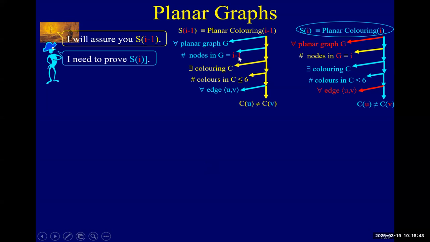Everybody get that? She assures us that I minus 1 node graphs are colorable. We prove that I node graphs are. And you see these two trees have different colorings, right? Why? Because one is being assured to us, and one the prover is proving, right? So everybody get that? We're going to play these two games merged together.